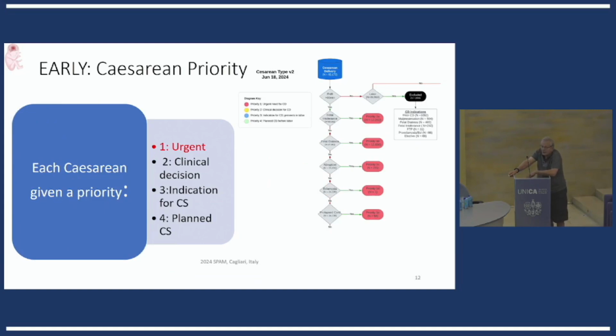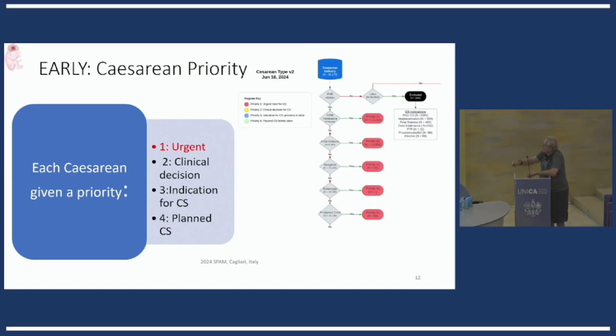The other thing we did, which I think addresses one of the questions that we raised earlier, is each cesarean outcome is assigned a priority. So urgent being something which is an emergency C-section, a clinical decision, an indication for C-section, and then a planned C-section. We thought it was important to understand what the outcomes were. Why was the C-section done? Was it done because the clinician identified a problem, or was it simply because the mother had had a previous C-section, or perhaps some other reason?